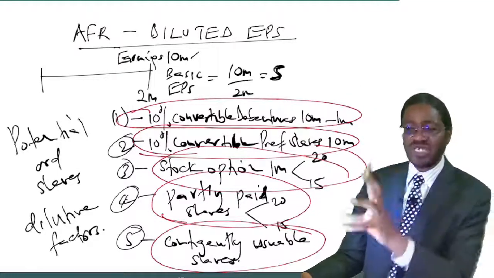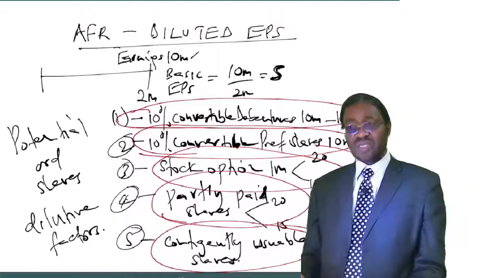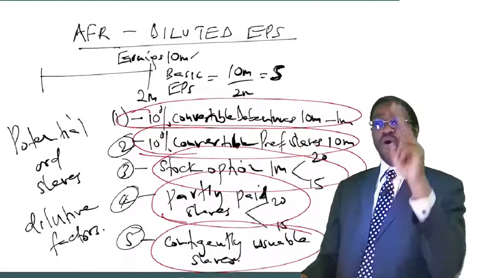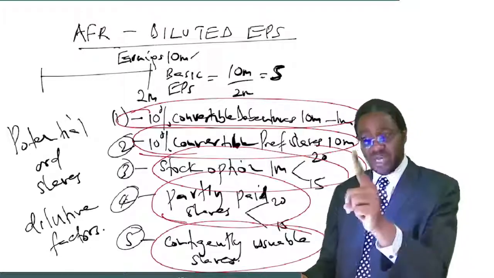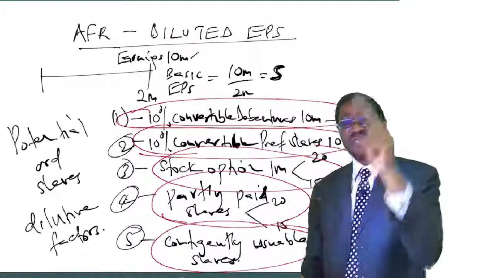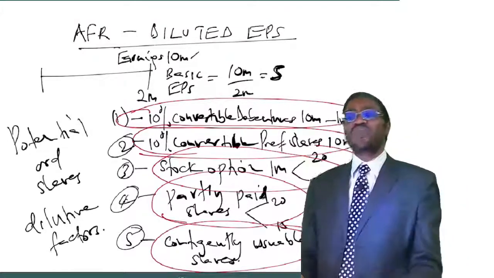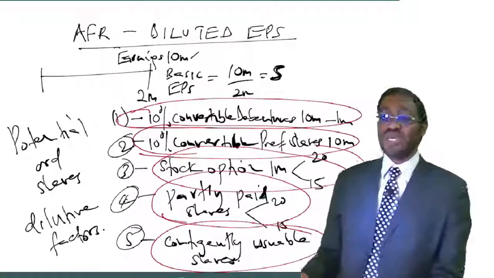Finally, contingently issuable shares. They are considered to be dilutive only when two conditions are met. Number 1, the condition has been met, and number 2, the shares have not yet been issued.